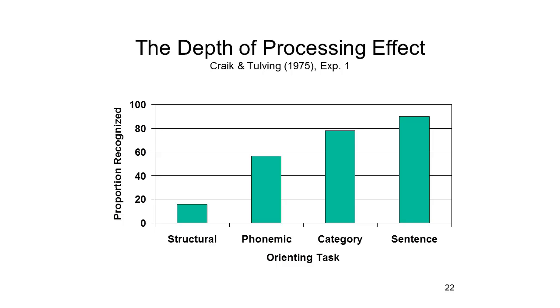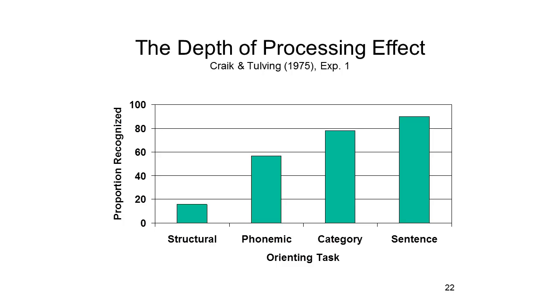The typical finding of a depth of processing experiment is that memory is very poor for words that are subject to orthographic or phonemic judgments compared to semantic or sentence judgments. If subjects make a judgment about the appearance of the word, what it looks like or what it sounds like, memory is relatively poor. But if subjects make a judgment about the meaning of the word or how it fits in a particular sentence, memory is very good indeed. This effect became known as the depth of processing effect.